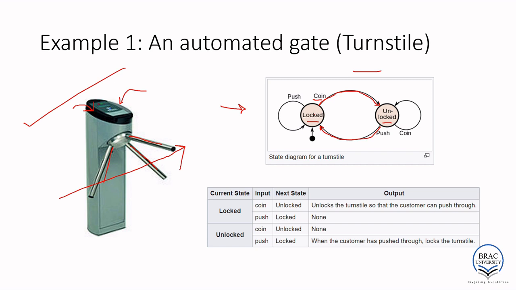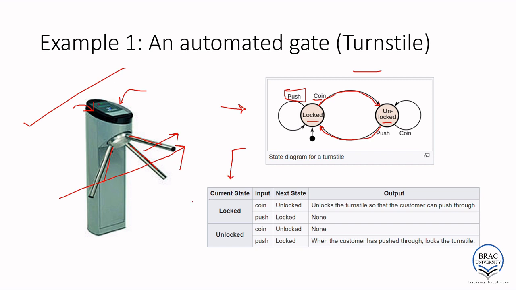So we can see this push input as some sort of a sensor that senses whether anyone is pushing the door or the arm or not. Then we have our state table.